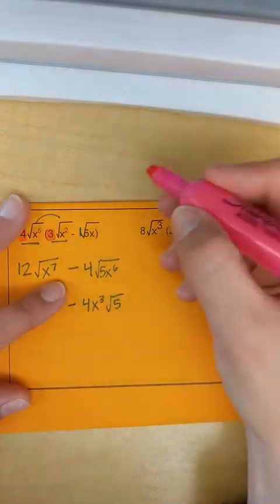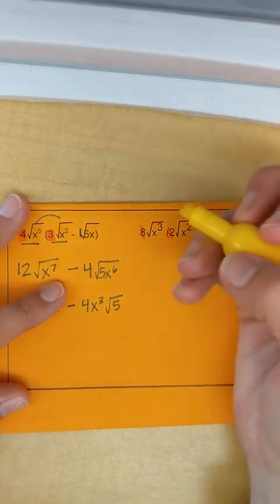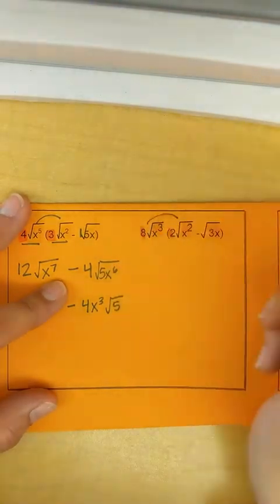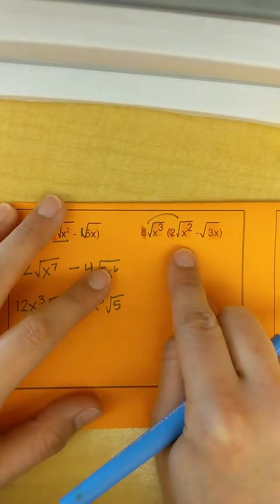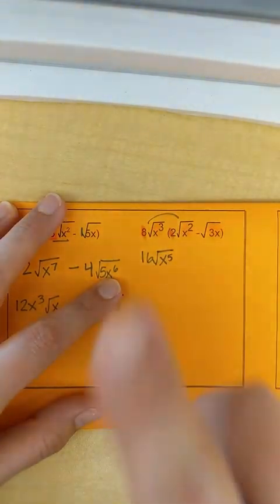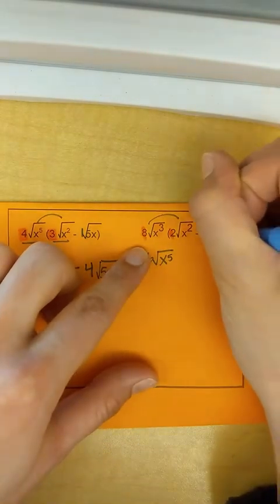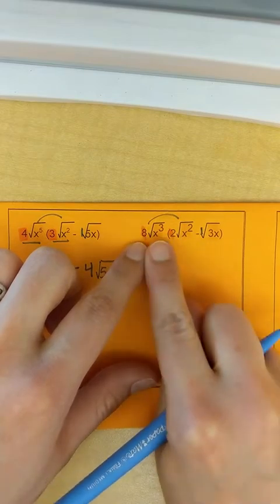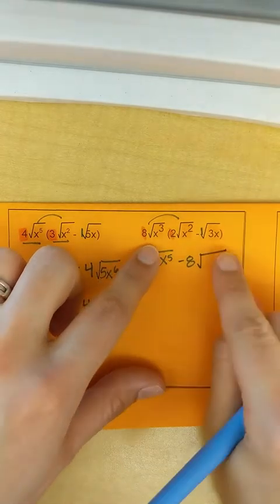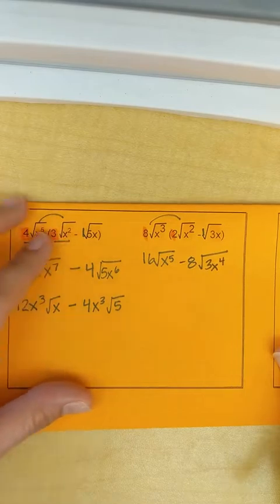Now we're going to take 8 square root x to the 3rd into this parenthesis. Again, I'm just highlighting all of the outside numbers in one color and all the inside terms in another color. So when I do 8 root x to the 3rd times 2 root x squared, I get 16 root x to the 5th. When I take 8 root x to the 3rd times negative root 3x, again, I could put a little 1 there if that helps, but 8 doesn't have anything to multiply with, so it's going to be negative 8, remember that negative, root x to the 3rd times 3x is 3x to the 4th.